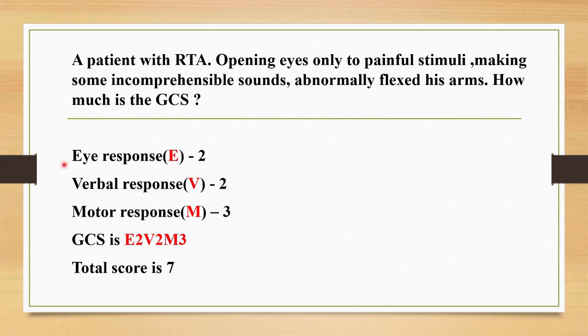So here, as the patient is opening the eyes only to the painful stimuli, you can give a score of 2. In the verbal response, patient is making some incomprehensible sounds, so you can give a score of 2. And in the motor response, patient is showing some abnormal flexion, so you can give a score of 3. So the GCS is E2, V2, M3, and the total score is 7.